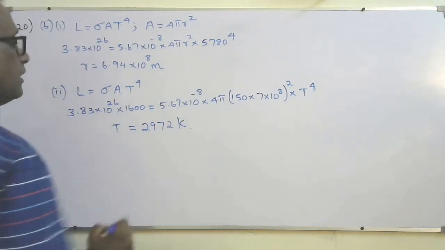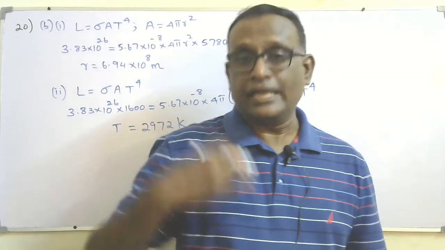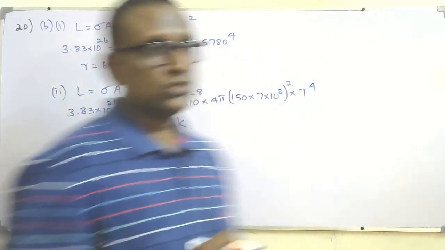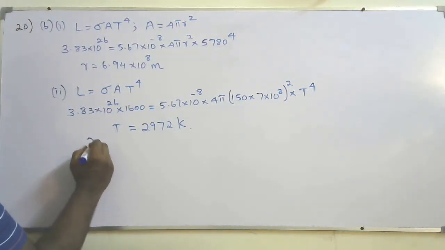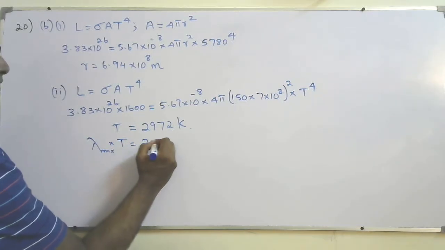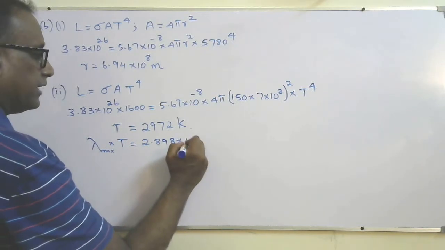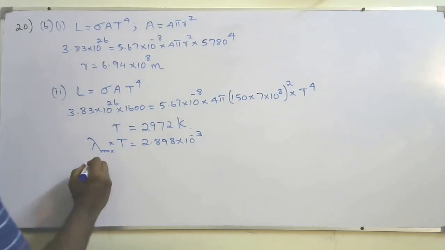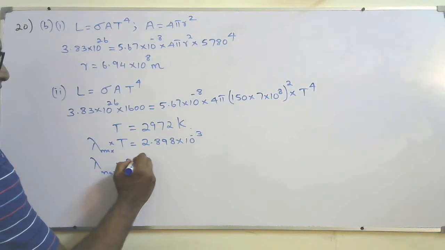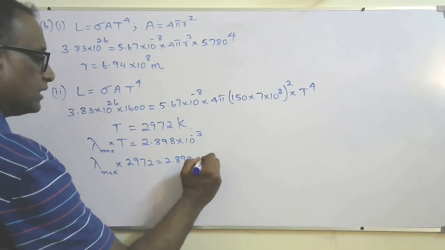2972 Kelvin. The question is, I need to find the maximum wavelength emitted by the red giant when our Sun becomes a red giant. So use Wien's law: lambda max times T is equal to Wien's constant, 2.898 times 10 to the power minus 3. So lambda max into T, 2972, equals 2.898 times 10 to the power minus 3.